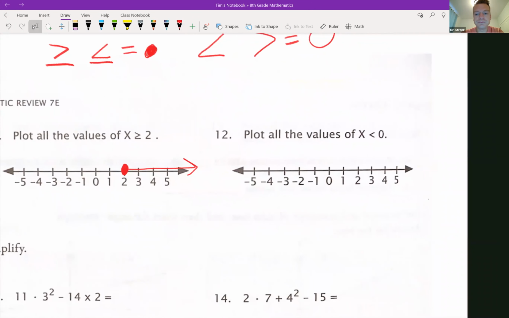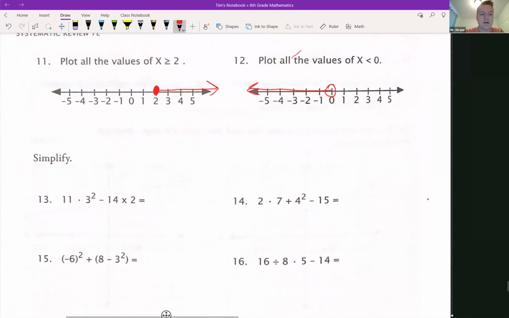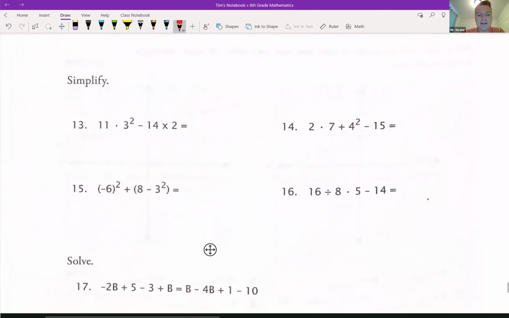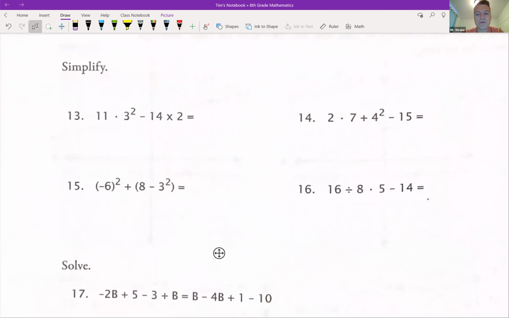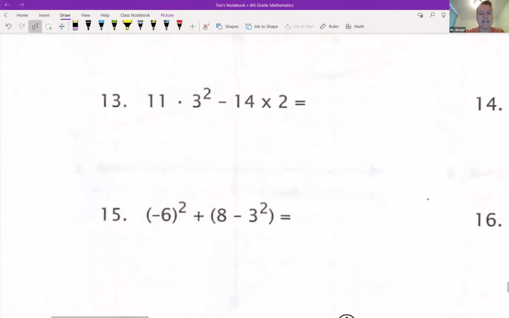We're going to draw our arrow showing it could be 2 or any number bigger than 2. For number 12, x is less than 0. It's going to be an open circle, and you need to draw your arrow showing it's going to be anything less than 0. Okay, these are a little bit tricky. The thing with these is you need to make sure you go in order of operations and take it slow. So let's start with number 13.